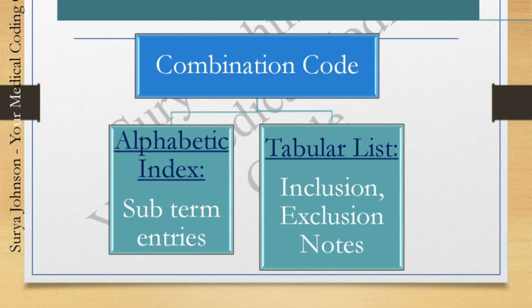For example, in the alphabetic index, you will see in the subterm entries where you will see the combination codes, and in the tabular list you can check the inclusion and exclusion notes, so you will not code separately when it requires a combination code.